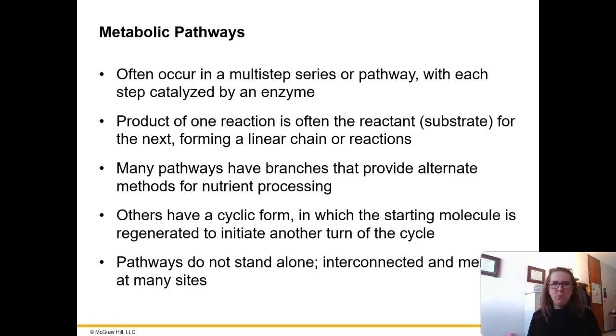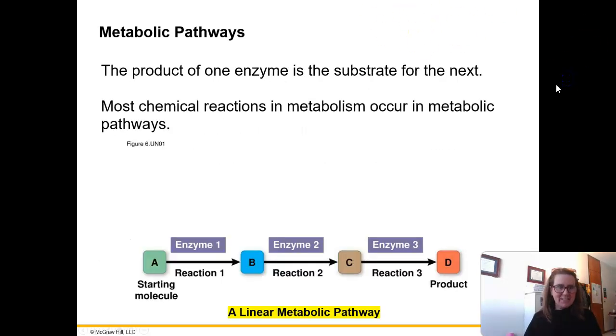The most important point of the last part of that lecture was the product of one reaction is often the reactant for the next, forming a linear chain of reactions. So generally speaking, pathways do not stand alone, but they're interconnected with other pathways, and so it becomes essentially a very complex set of things happening inside the cell. I think that you'll understand these metabolic pathways better with an example.